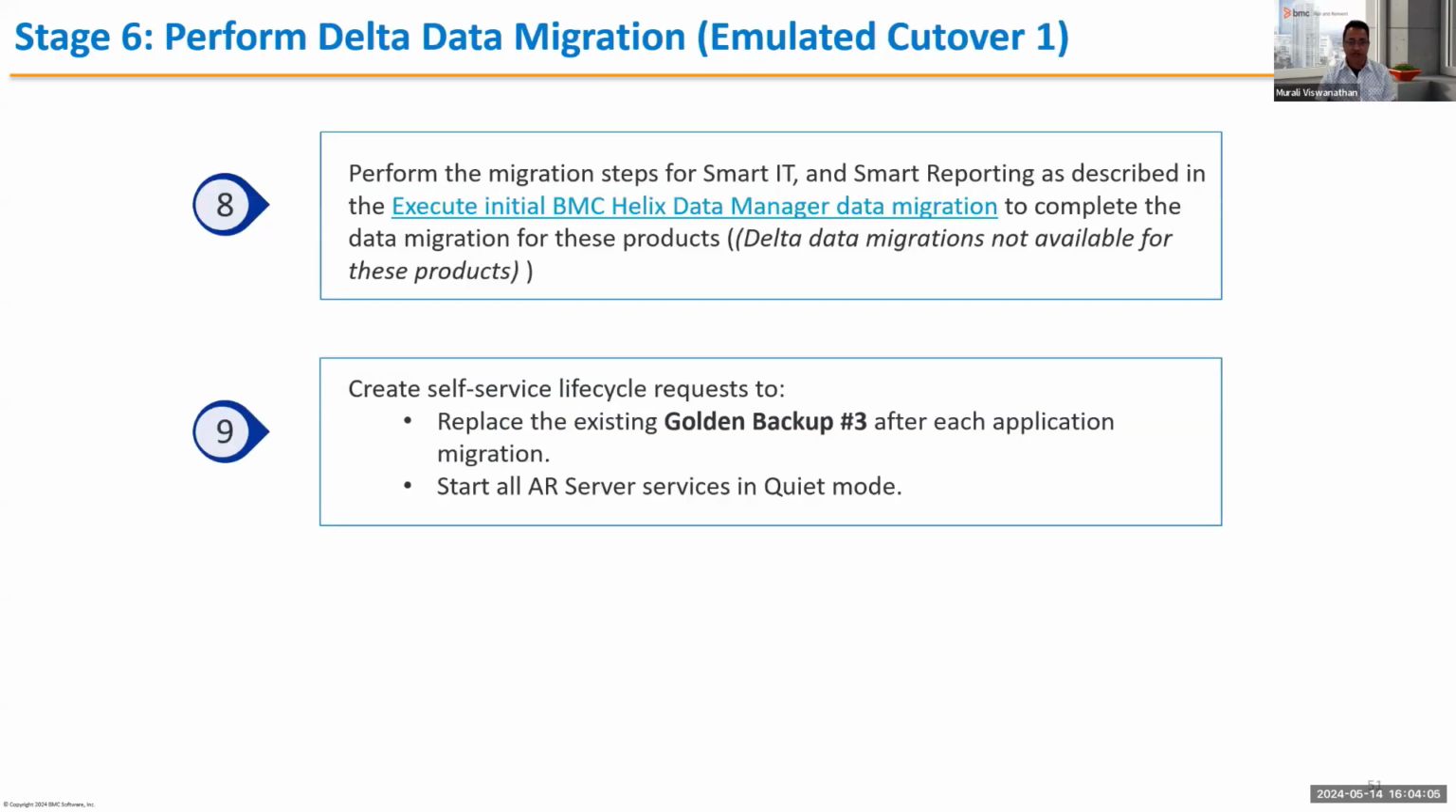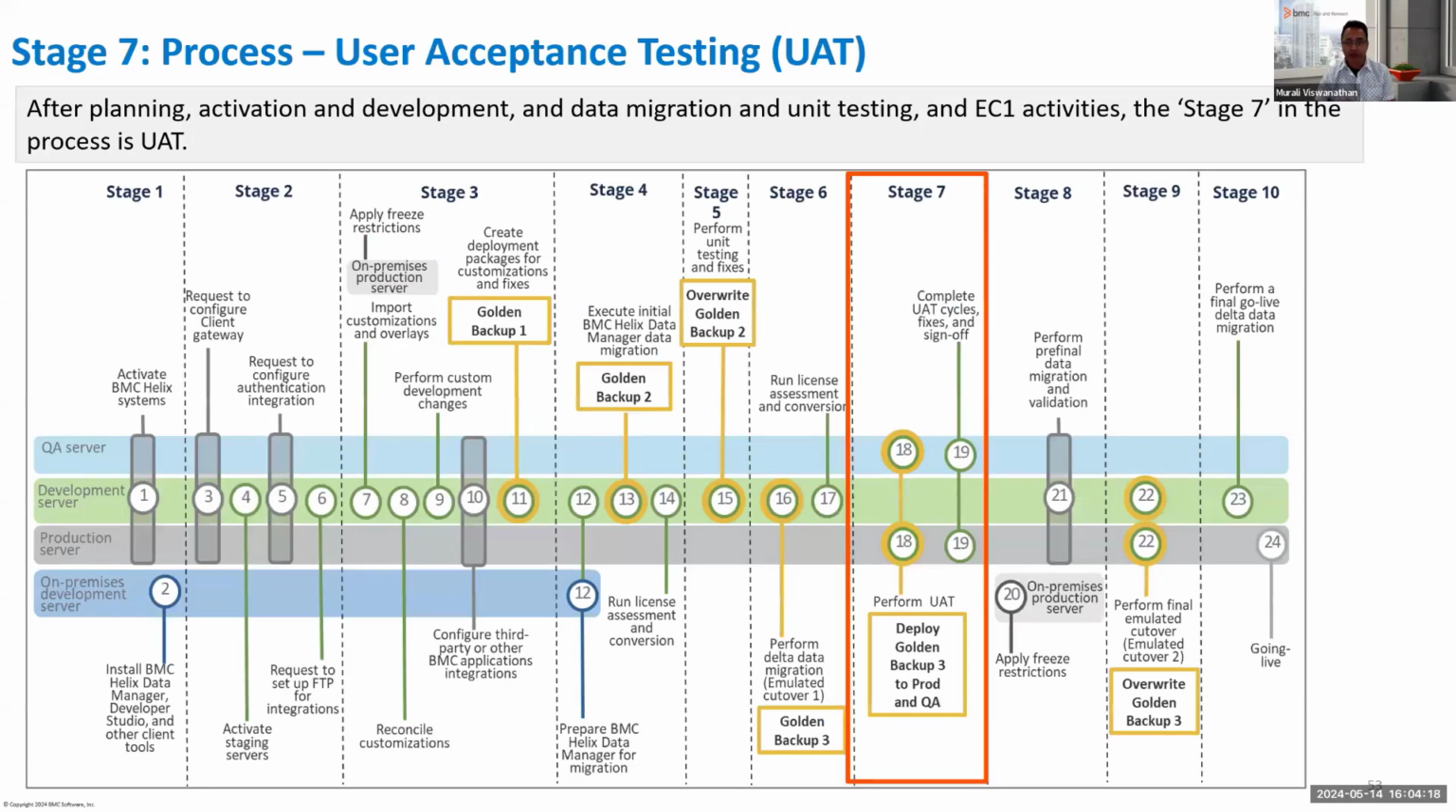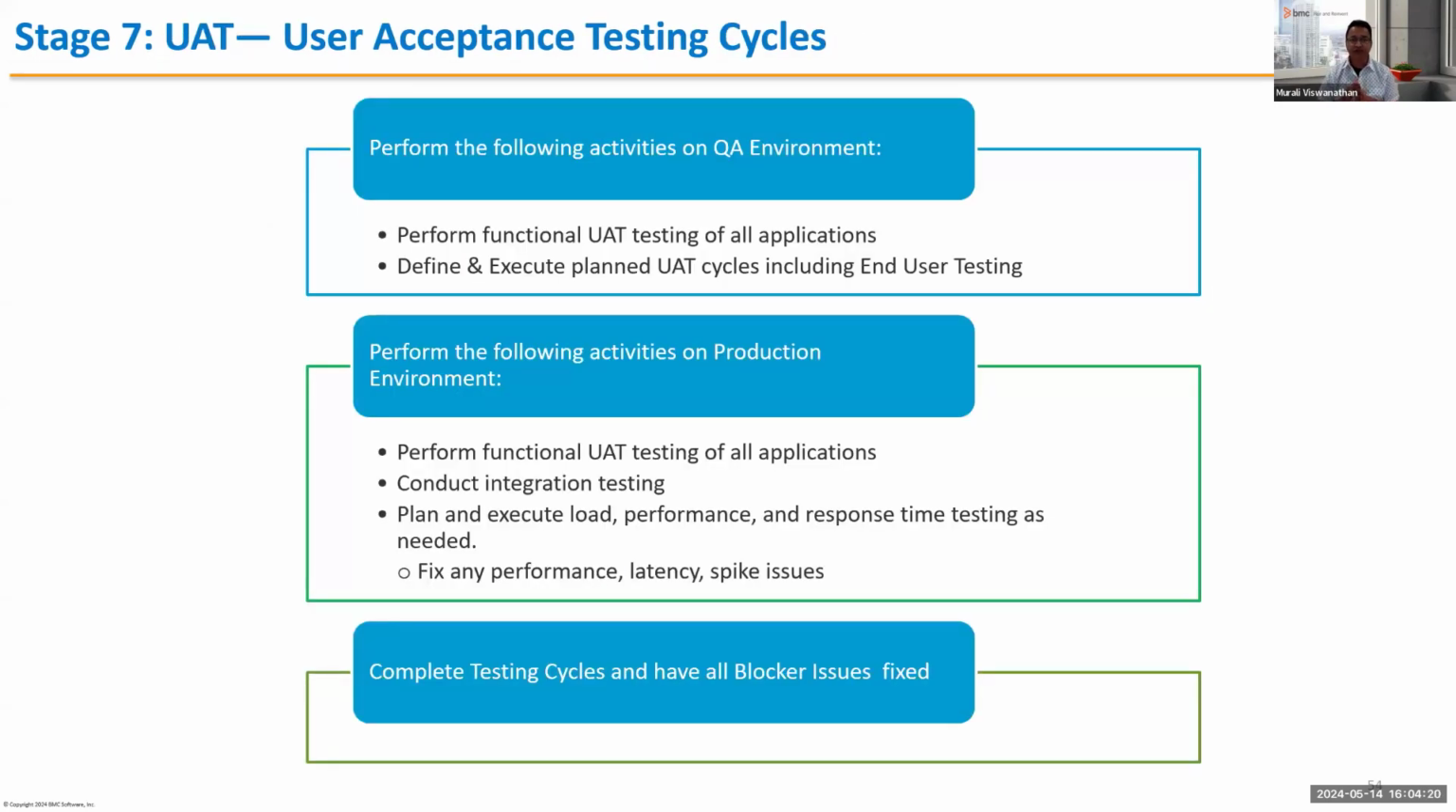So at this point, we want you to start all services in quiet mode and then revalidate at this stage. Again, you have to run the license conversion because you did a delta data migration. So now we are in the UAT cycle. So this is what we recommend.